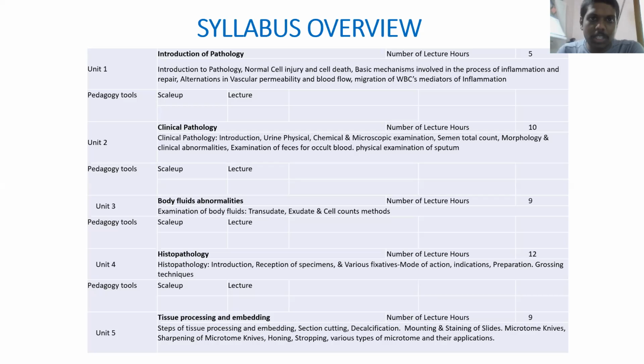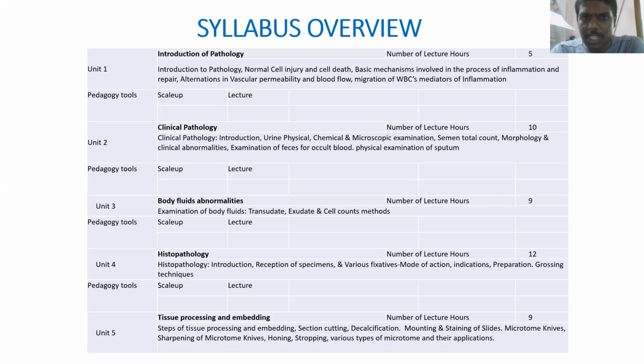Then we discussed the complete pathophysiology of inflammation, like the signs of inflammation, vascular changes, and the role of white blood cells in inflammation. All these things we studied in introduction to pathology. Then in the second unit we have clinical pathology. Clinical pathology is a sub branch of pathology where we study the body fluids, such as urine, blood, synovial fluids, pleural fluids, pericardial fluids, even stool, semen, and even sputum is also studied in clinical pathology.